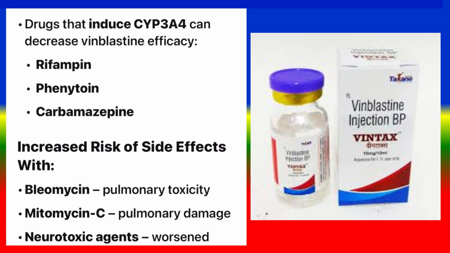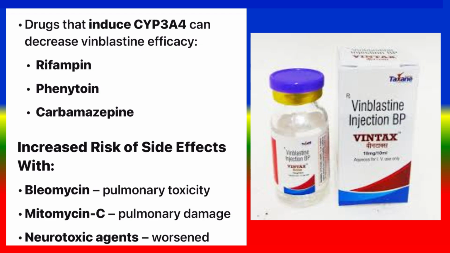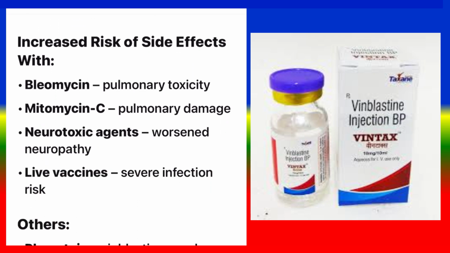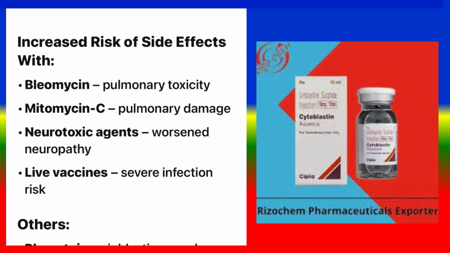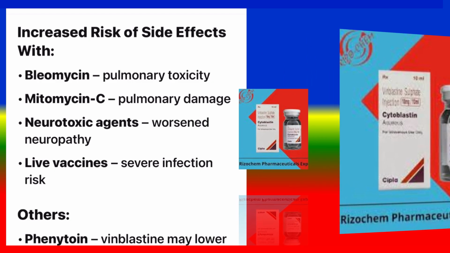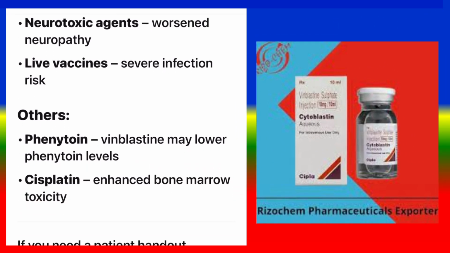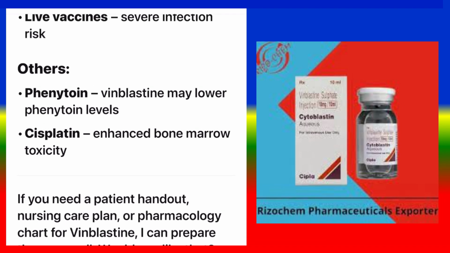Drugs that induce 3A4 can decrease vinblastine efficacy: rifampin, phenytoin, carbamazepine. Increased risk of side effects with bleomycin, pulmonary toxicity; mitomycin C, pulmonary damage; neurotoxic agents, worsened neuropathy; live vaccines, severe infection risk. Others: phenytoin, vinblastine may lower phenytoin levels; cisplatin, enhanced bone marrow toxicity.